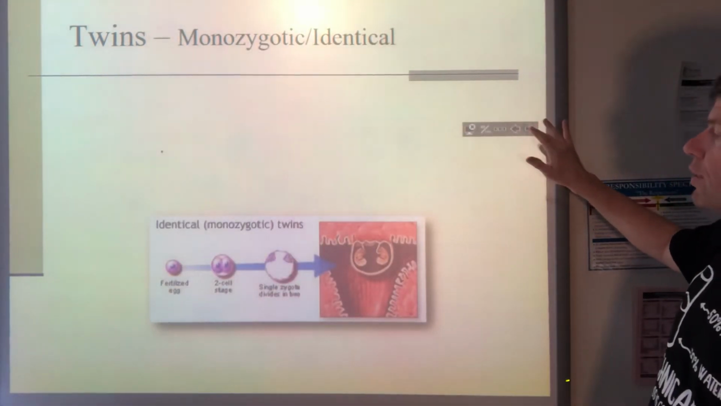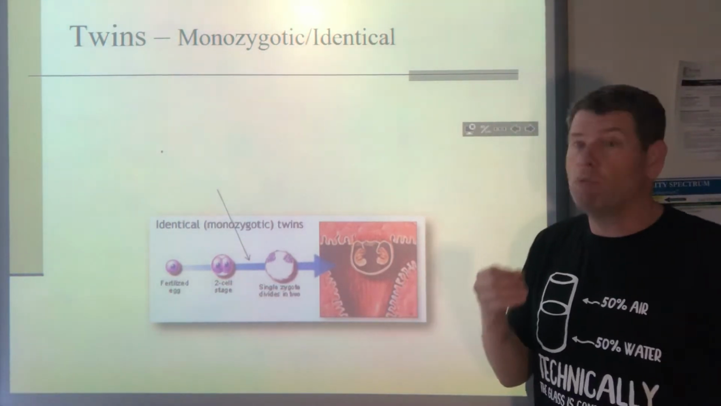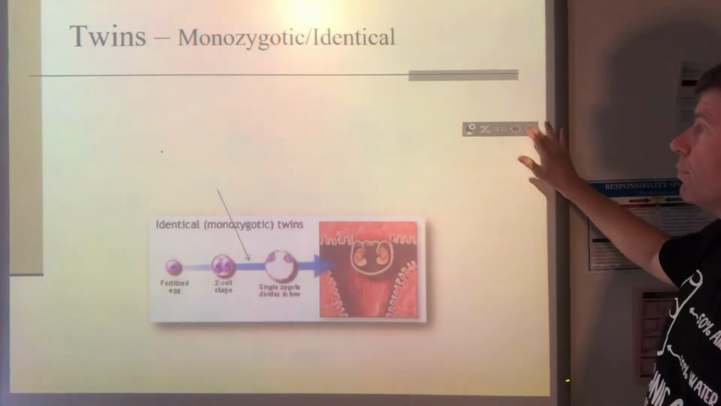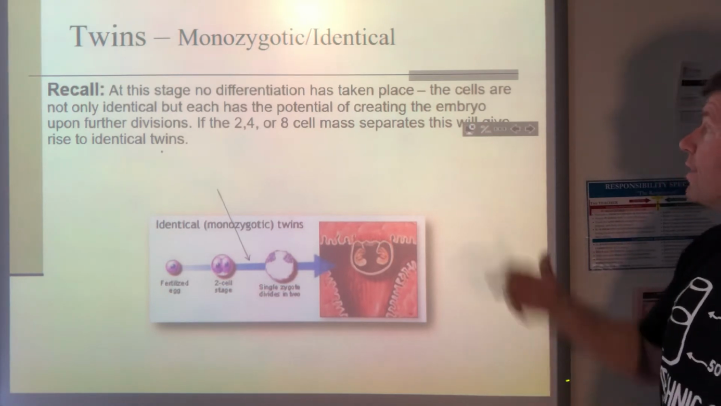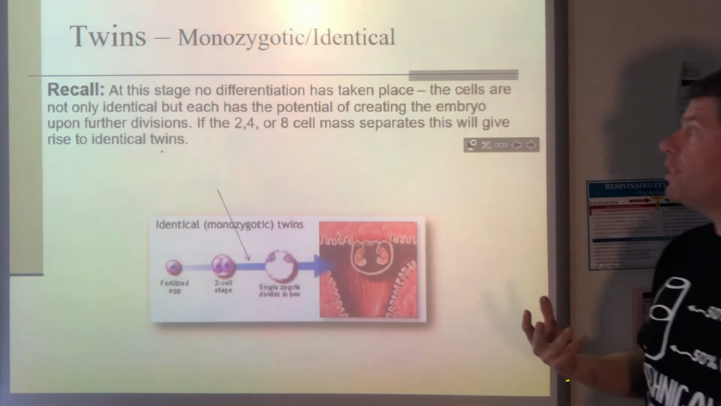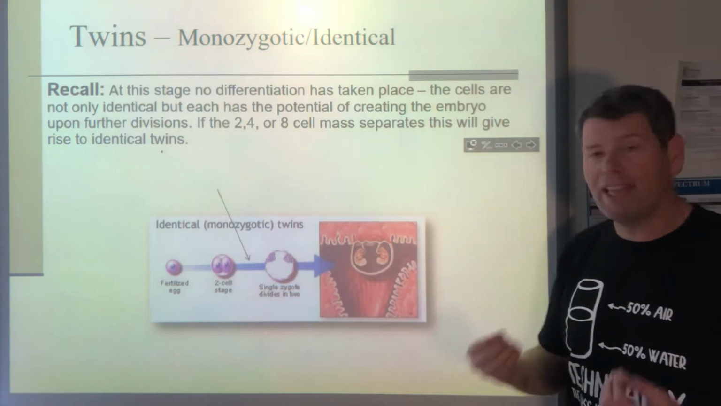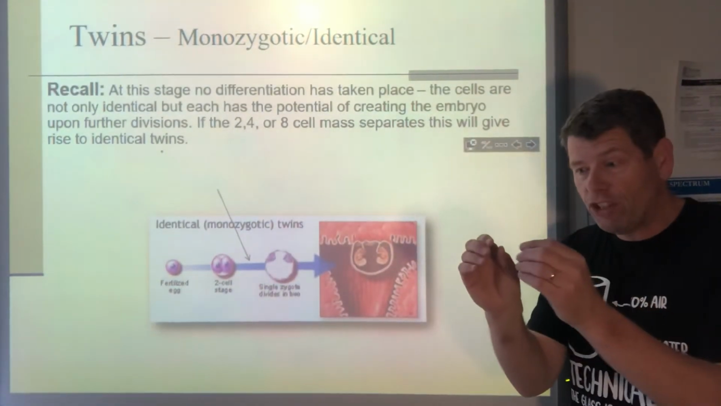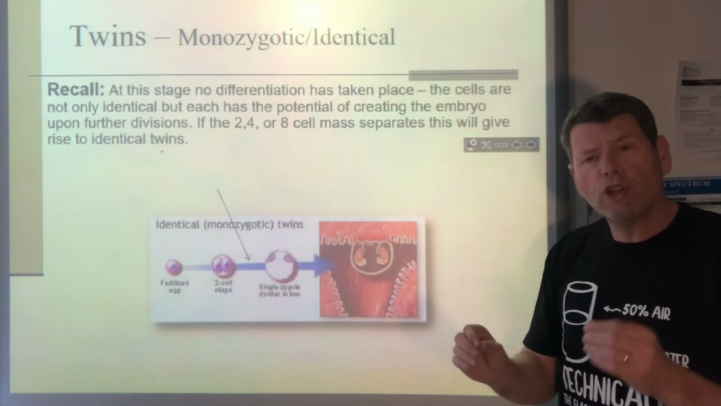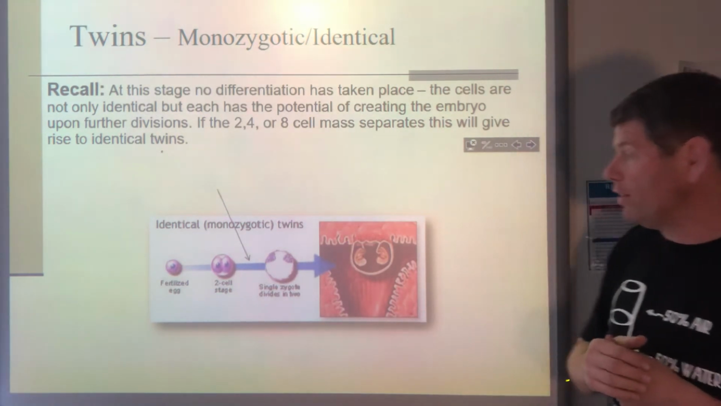All right, so let's talk about monozygotic or identical twins. Monozygotic means, like, literally one zygote. So at this stage, no differentiation has taken place. The cells are not only identical, but each has the potential of creating an embryo. So remember, when you're at the 2, 4, 8 cell mass stage, when you're in that blastocyst stage, all those cells are identical to one another. And if they should happen to separate, or you create two blastocysts, then you're going to end up with identical twins from that one zygote.